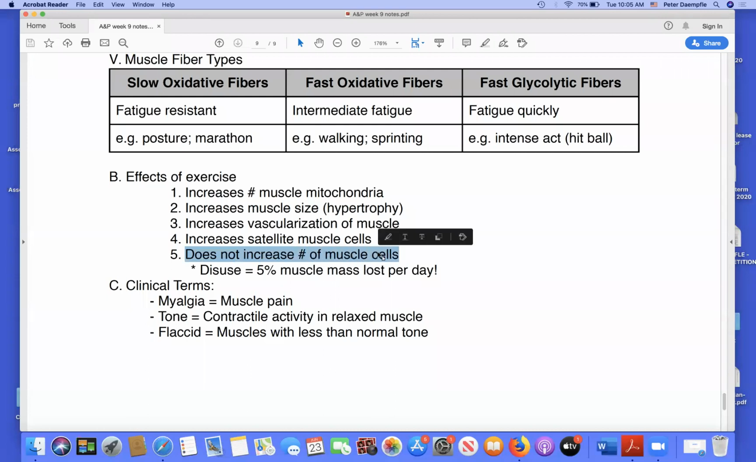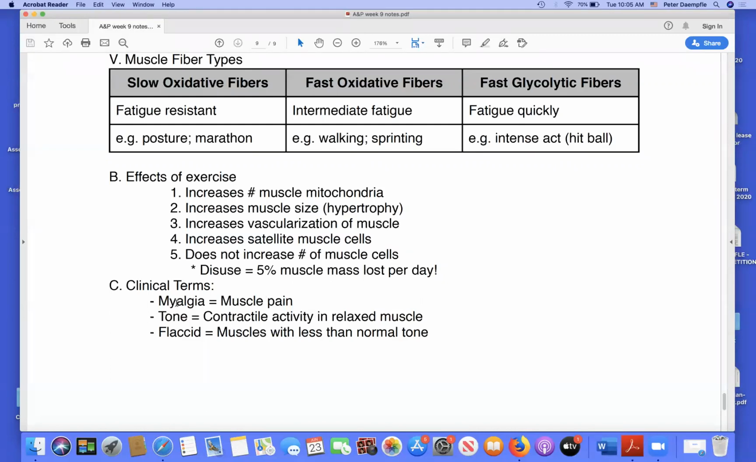You're born with, let's say, 1 million cells in a muscle. That's all you're going to get. The effect of exercise is to increase the muscle size, to hypertrophy it, to increase the vessels around it, or the vascularization around it, to increase the number of mitochondria, or to increase the satellite muscle cells. All of those are what exercise does. It makes the muscle more efficient, but does not increase the number of muscle cells that you've got. Okay, I just want to make that clear.